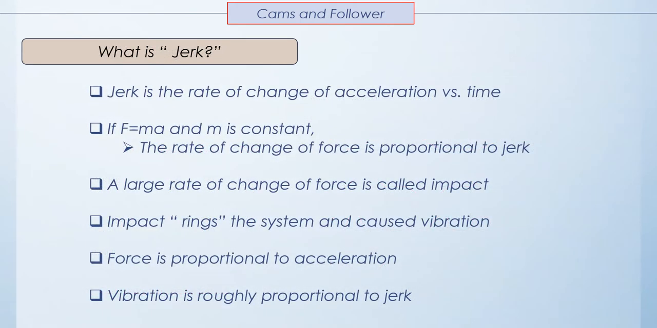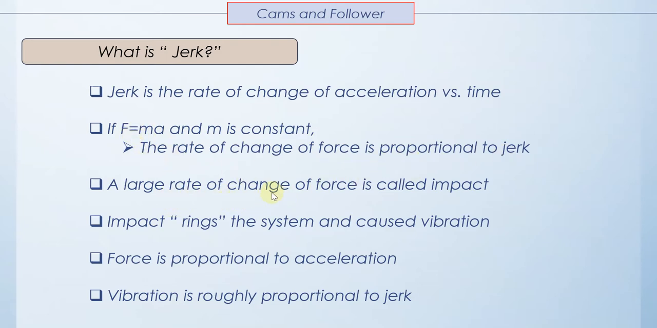Alright, so what is jerk? As mentioned before, we need to first understand the parameters of the motion we have. The jerk is basically the rate of change of acceleration versus time. So if we have F equals ma and m is constant, the rate of change of force is proportional to the jerk. If we differentiate F, we get the differentiation of A, isn't it? So the rate of change of force is proportional to jerk.